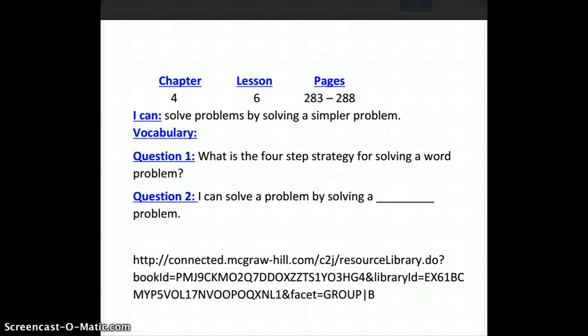Today's lesson is Chapter 4, Lesson 6, which can be found on pages 283 through 288 in your textbook and online. Our objective is I can solve problems by solving a simpler problem. There's no vocabulary for this lesson, and question 1 is what is the 4-step strategy for solving a word problem? Question 2, I can solve a problem by solving a blank problem.